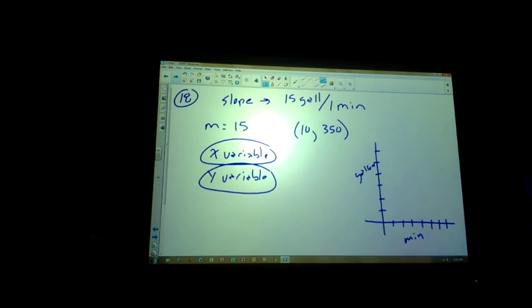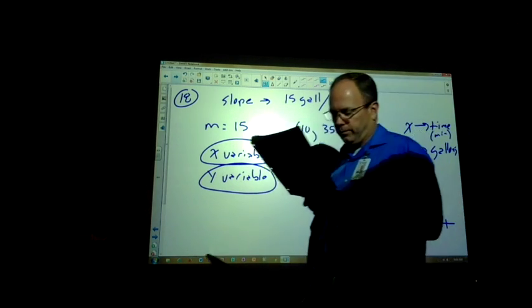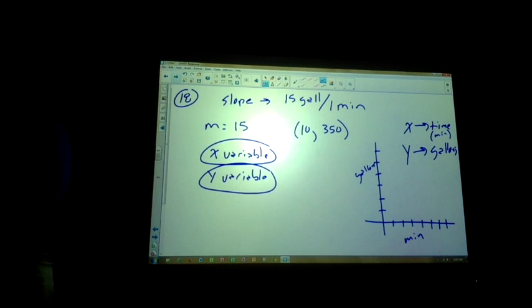Okay, it's going to flow out at this rate. Okay, so the x variable is time. Y variable is gallons or gallons of water. The rate, the slope, is gallons per minute. So we could say this is time in minutes if we wanted to. That's all they ask on this. That problem's done.